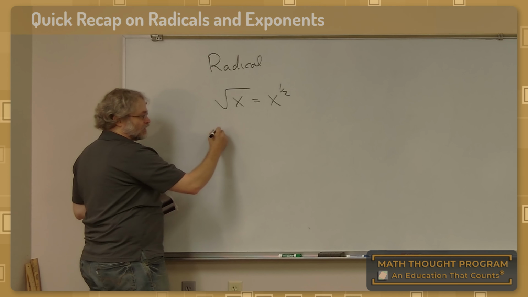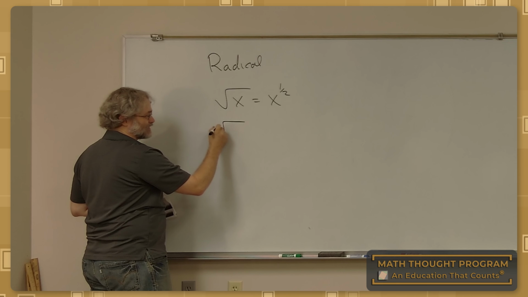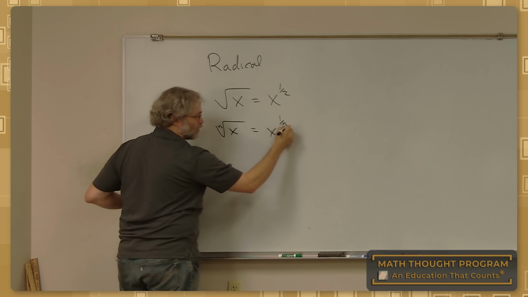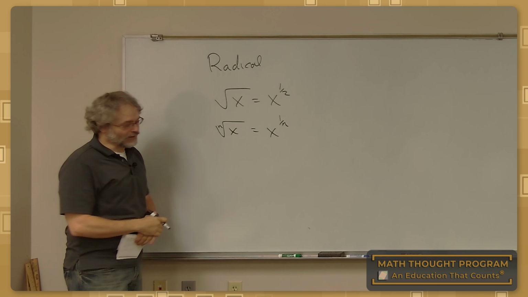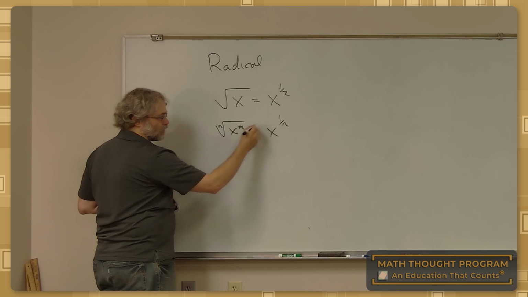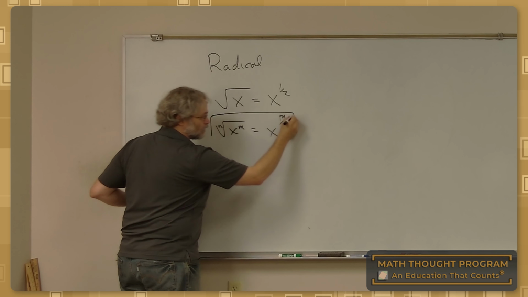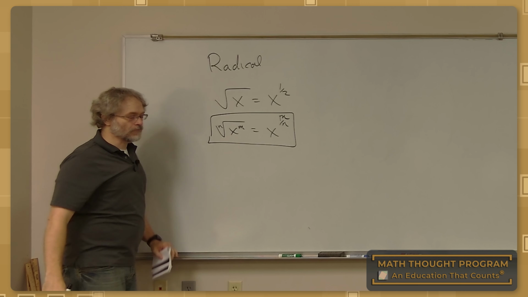And you can adjust this so it's the nth root. So say x to the power of 1 over n. And if you power up the x, you power this up as well. So this is a property that you want to make sure you're very familiar with.